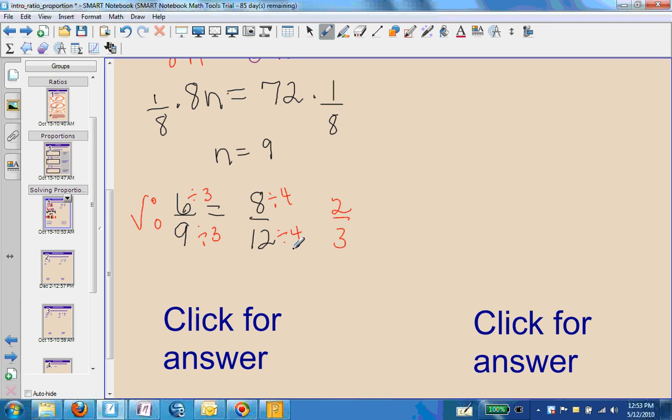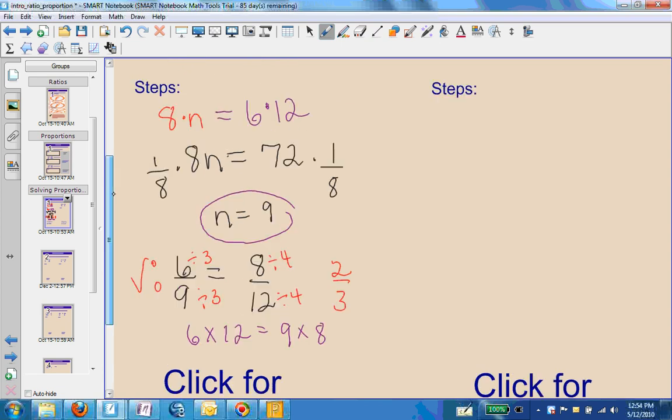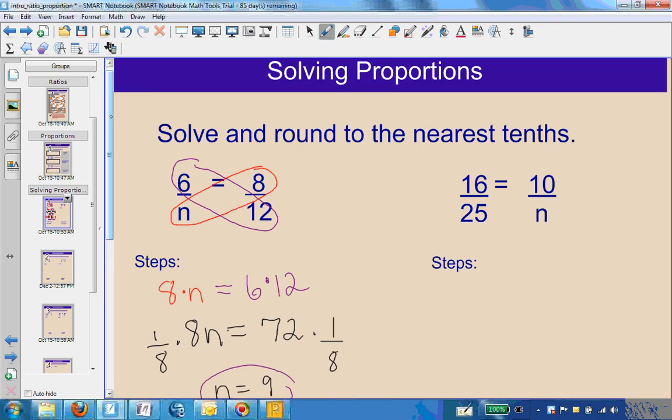The easiest way to check when we get into these harder problems is, again, with cross multiplication, with your cross products. So I can figure it out by checking 6 times 12 and seeing if that equals 9 times 8. And we know 6 times 12 is 72, and 9 times 8 is 72. So n equaling 9 is indeed the correct answer. You can check all your proportions, which is really nice. Let's look at some more examples.